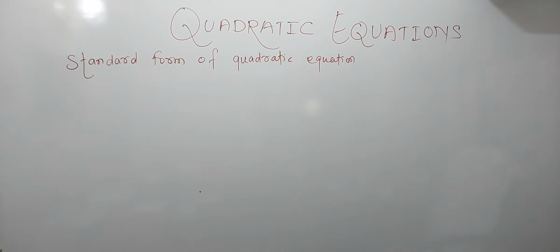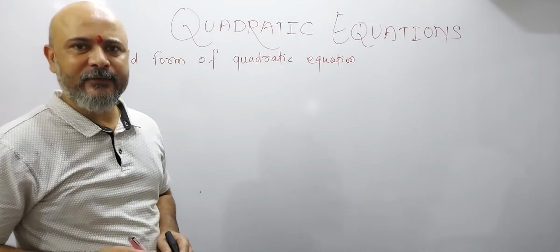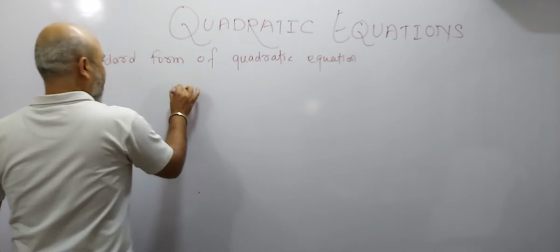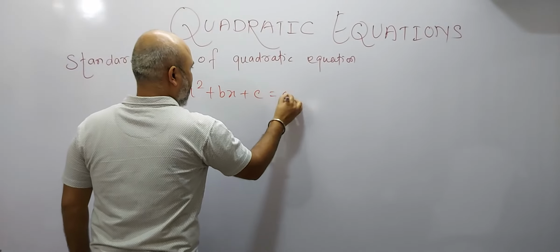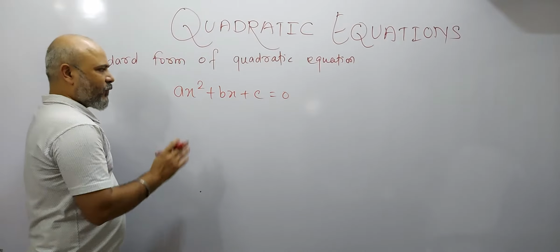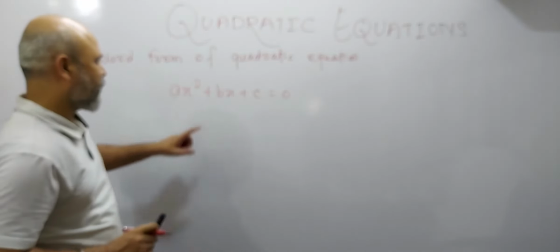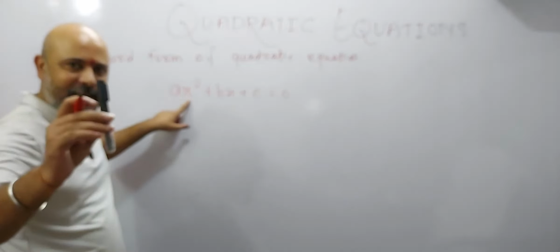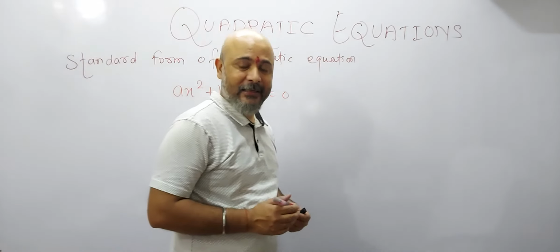Before starting the third activity, we will come to know what the standard form of a quadratic equation is. The standard form of a quadratic equation is ax square plus bx plus c is equal to 0. This is a one variable quadratic equation. Here the variable is x and the degree of the variable x is 2. So the highest degree of the variable x is 2. Therefore, this is called a quadratic equation.